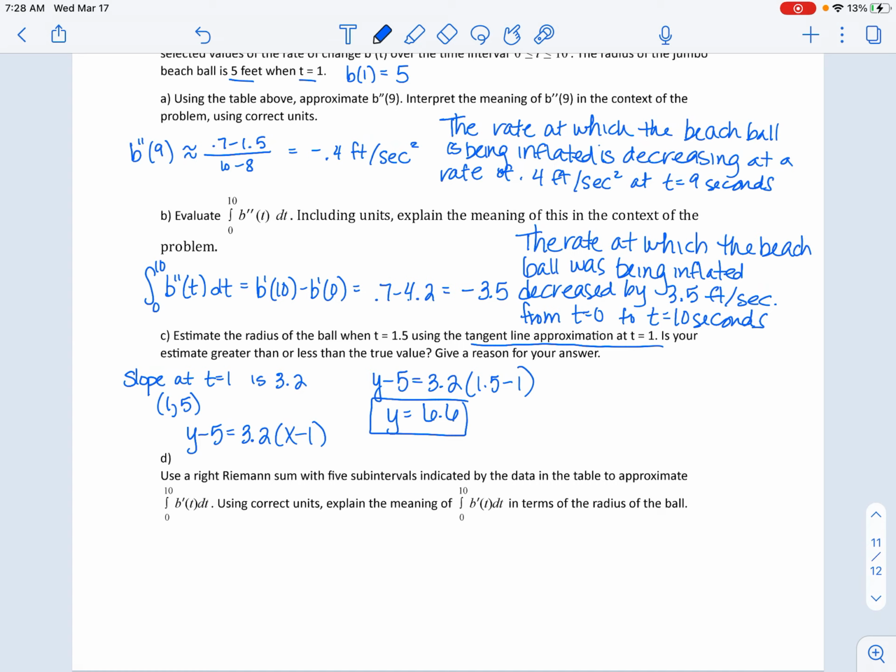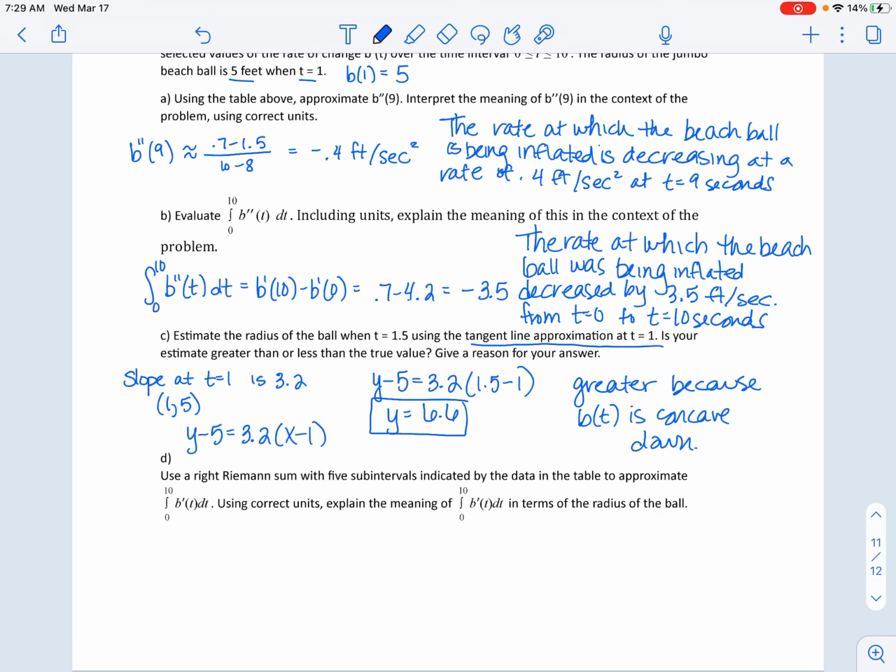And then, is your estimate greater or less than? Well, that depends if that function is increasing or decreasing, and we are told that B of t is concave down, and that means that B prime is decreasing, and so this estimate is greater than the true value because B of t is concave down.